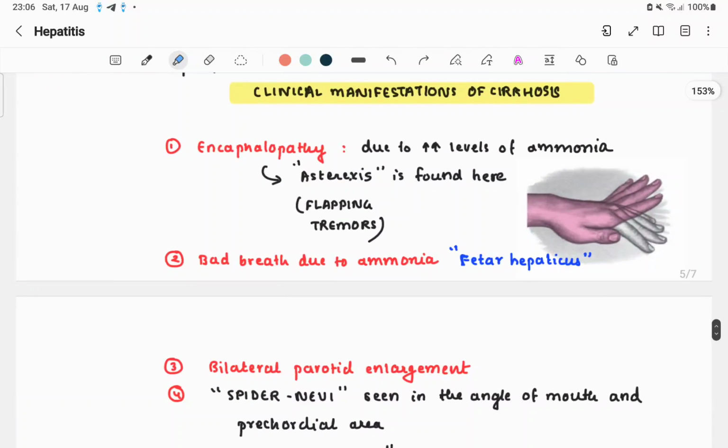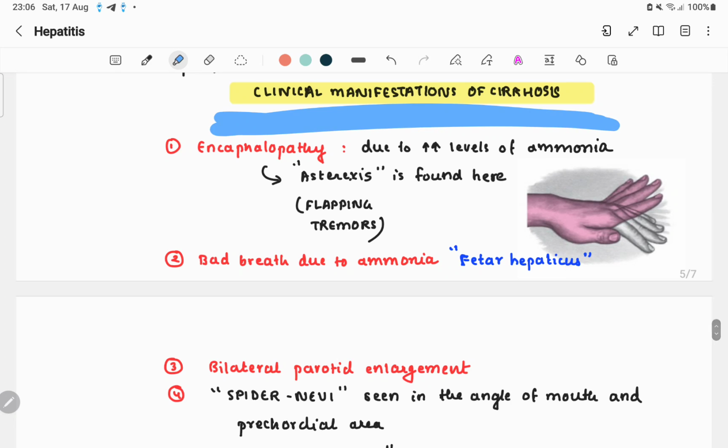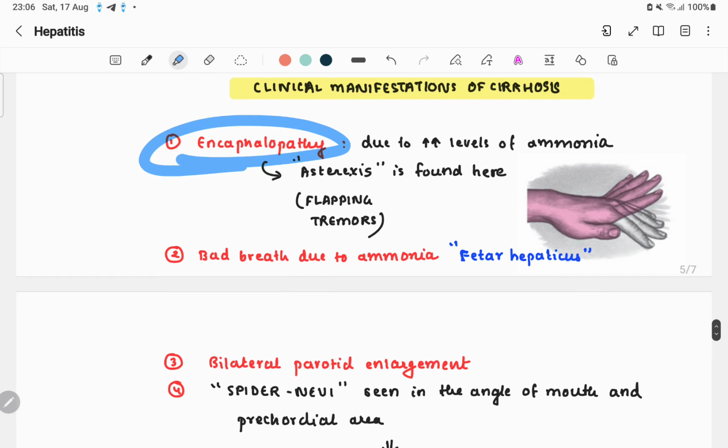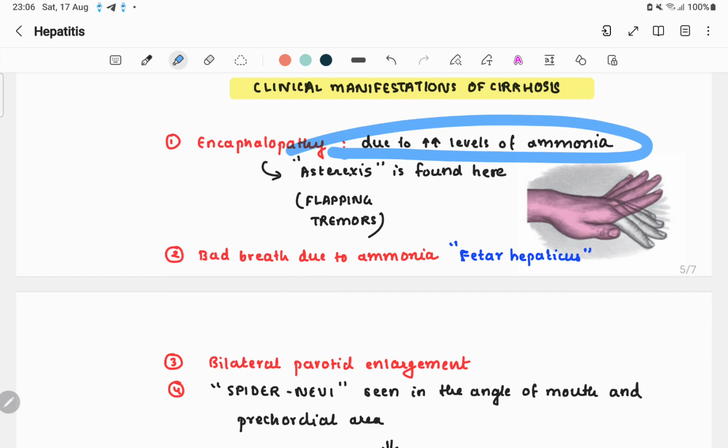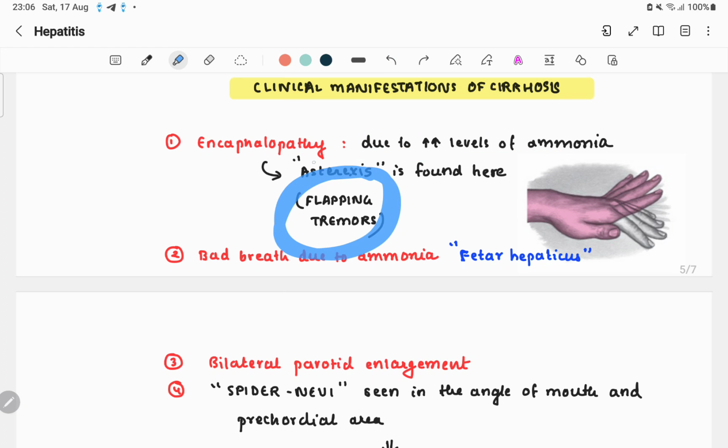Let's come to clinical manifestations of cirrhosis. So how will the patient manifest? A patient with cirrhosis presents to you, how will they present? Encephalopathy due to increased level of ammonia, there is a flapping tremor which is called asterixis. Here the patient will flap his hands like this, the flapping of a bird. This is called the flapping tremor or asterixis.